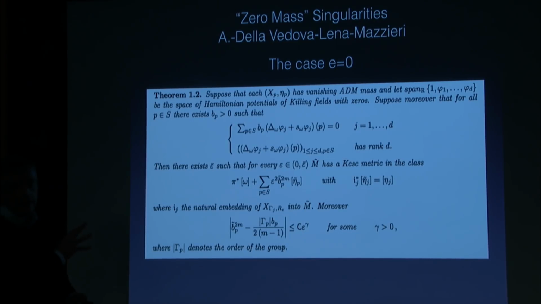And here I'm highlighting the situation where the old machinery doesn't work. It's the case where you are resolving singularities where you want to glue in a model which has zero ADM mass. This is by far the most difficult situation. It takes many, many pages to check all the estimates for the operators involved, because this pushes all the problems to a next step.